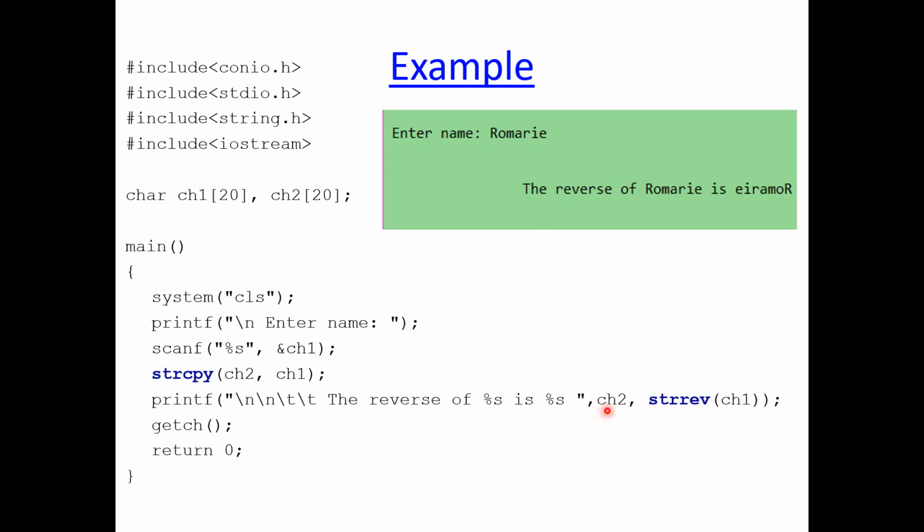It's because if I do that, this will not be the output. The output will become the reverse of Romary is Romary. It's because whatever changes happen to this statement here will reflect also to ch1 here if I use ch1 here. So that's why I have to save first, or replicate ch1 to another variable, so that whatever happens to ch1 will not affect the value that was stored in ch2.